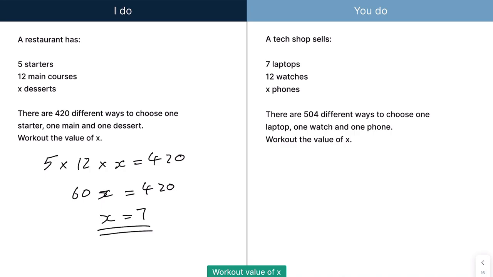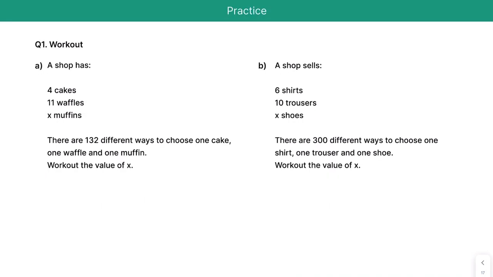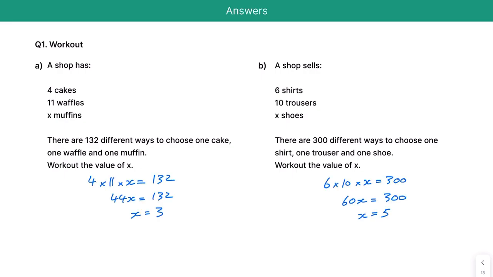Again, hopefully you've pressed pause and had a go at the example on the right. So here, exact same thing, 504. And then you just need to do 12 times 7, which is 84. And then it's just a case of doing 504 divided by 84. That gives you 6. Here are some practice questions, press pause. Here are the answers, mark your work.